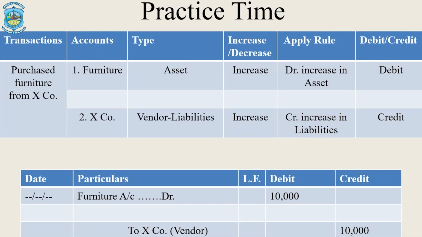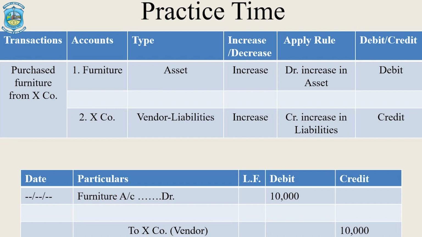Then the second thing is we need to categorize them as type of account. So which type of account is furniture? Furniture is the property of business, hence it is an asset. Whereas X company is a party to whom the enterprise owes, therefore it is a liability. Now both the asset and liabilities, we need to observe whether they are increasing or decreasing.